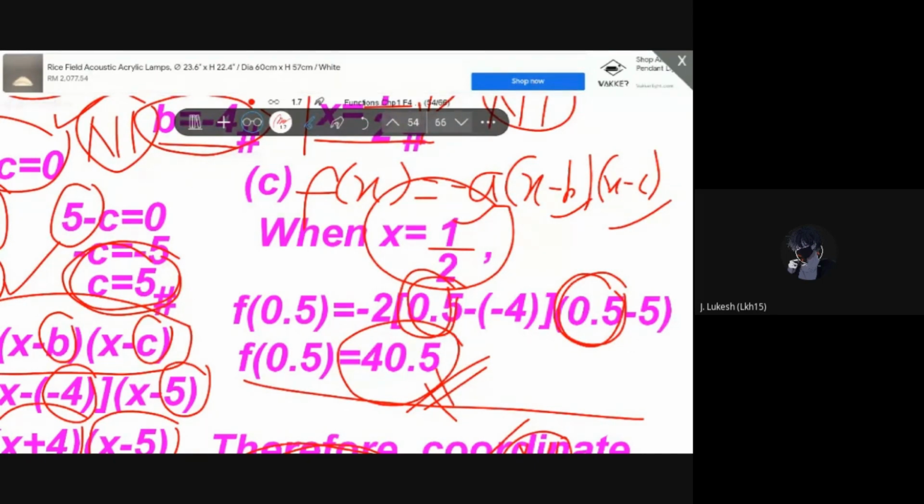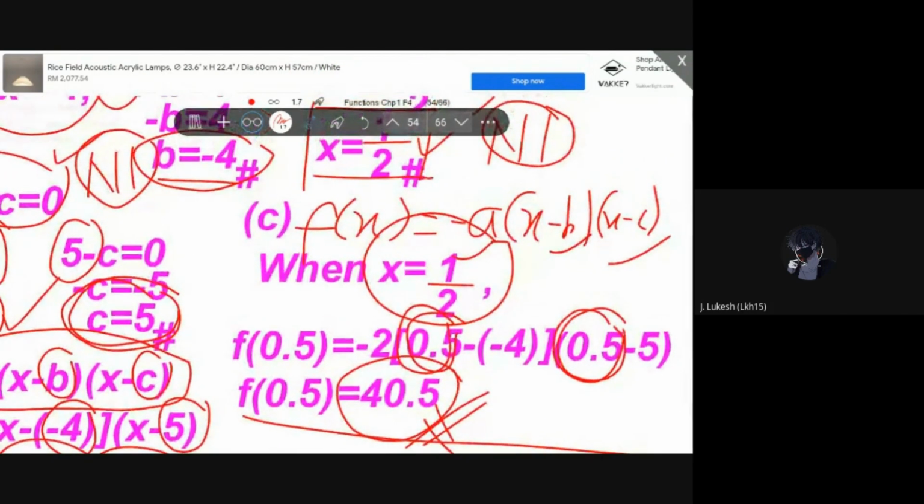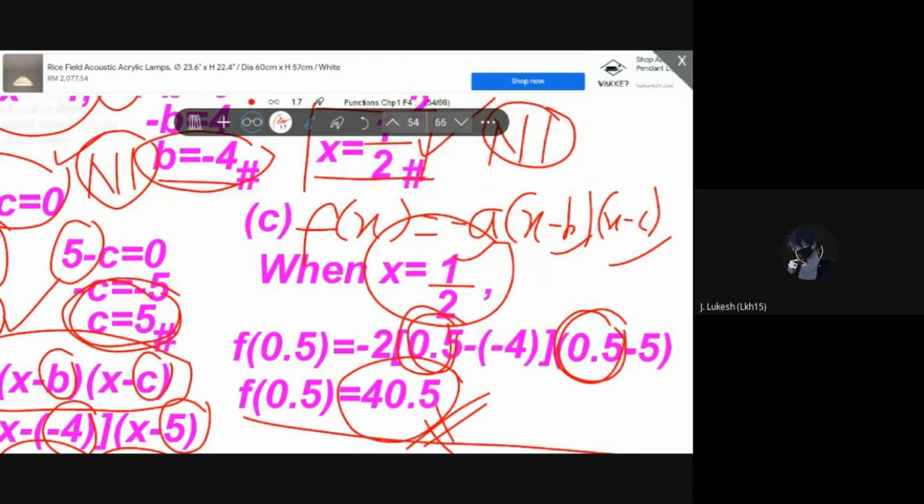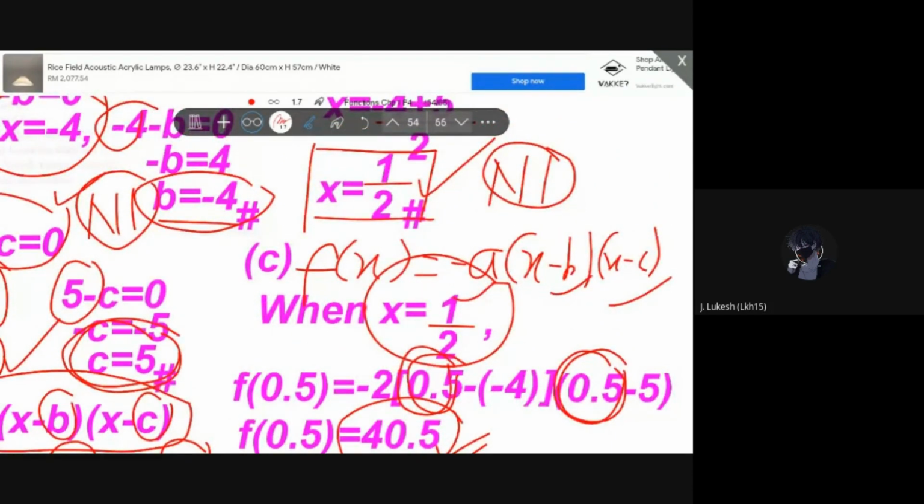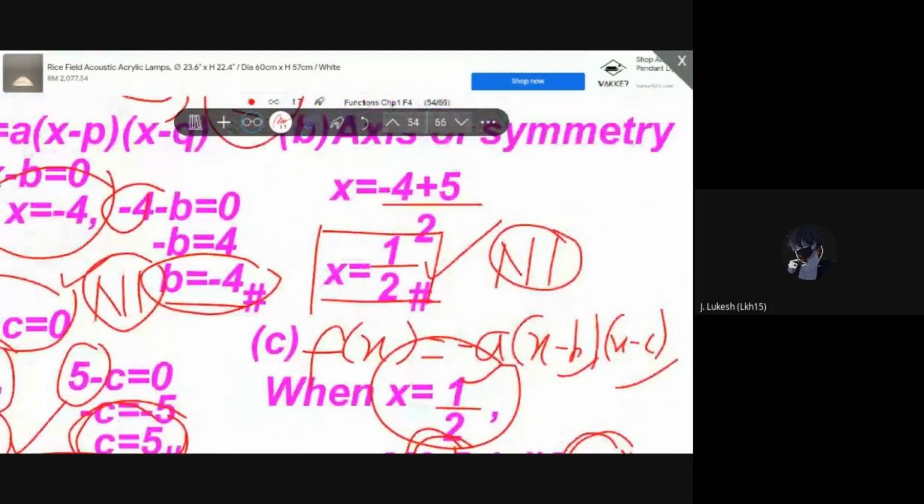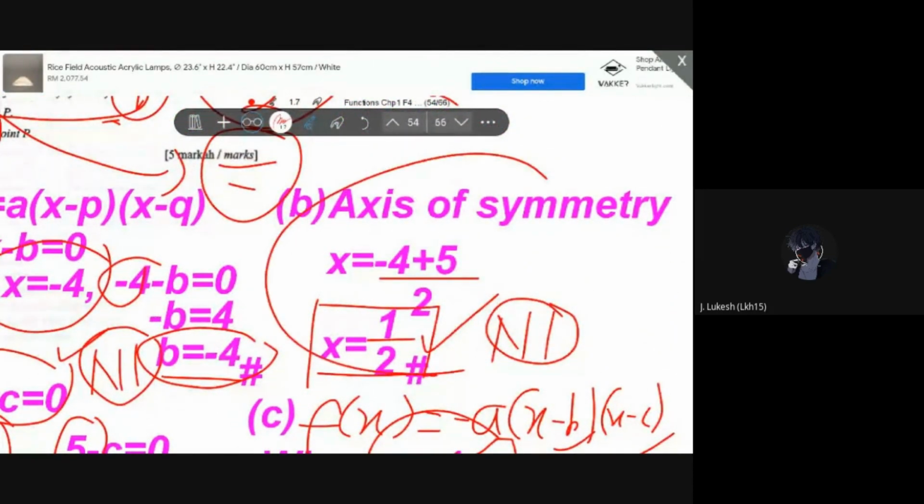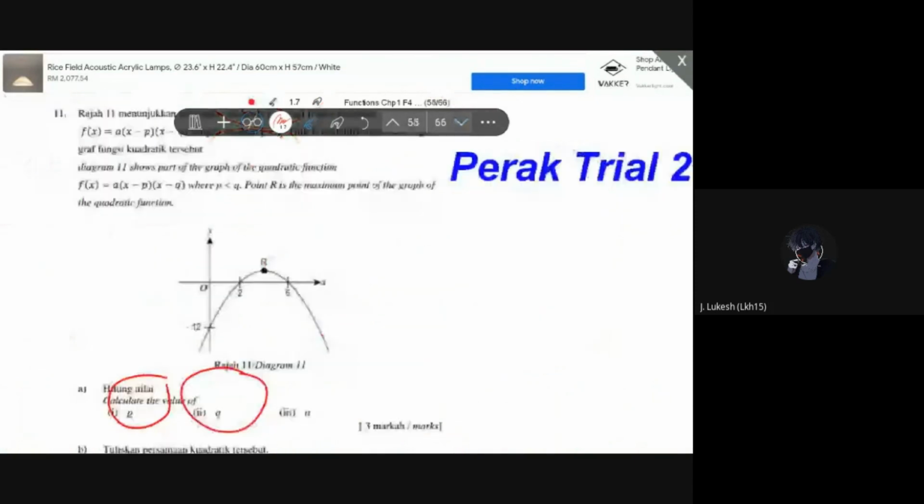Basically, semua sekolah akan ambil soalan trial untuk bagi latihan kepada kamu. That's why they got this question. This one, C for Ashley, is the maximum point, not your axis of symmetry. I think you meant B. You don't understand this part? Oh, understood, you automatically understand. Okay, not bad. So we proceed.